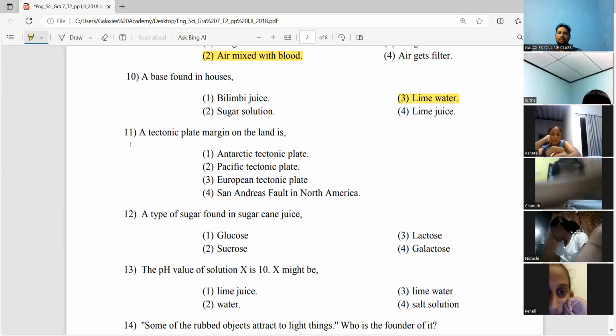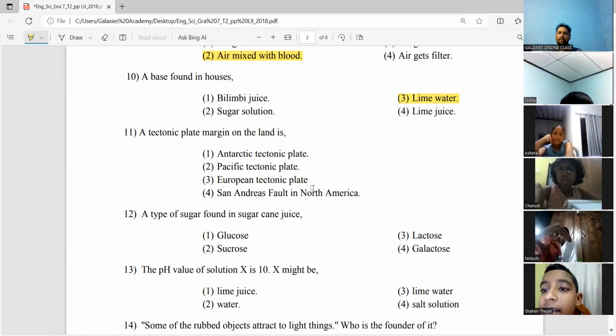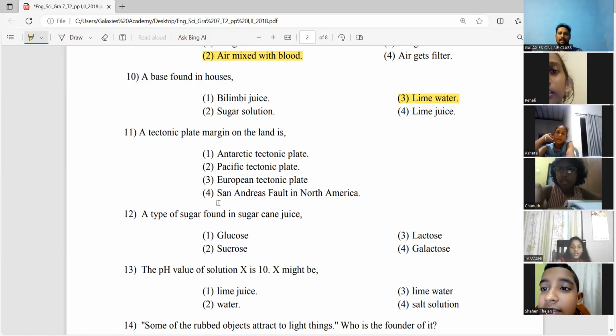Right. Number 11, look at a tectonic plate margin on the land. What is the plate margin on the land? Antarctic plate, Pacific plate, European plate, San Andreas fault in North America. Yes, San Andreas fault in North America.